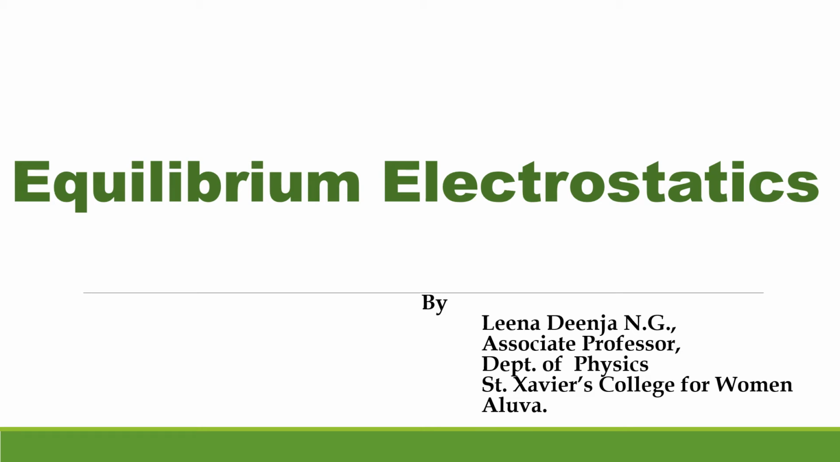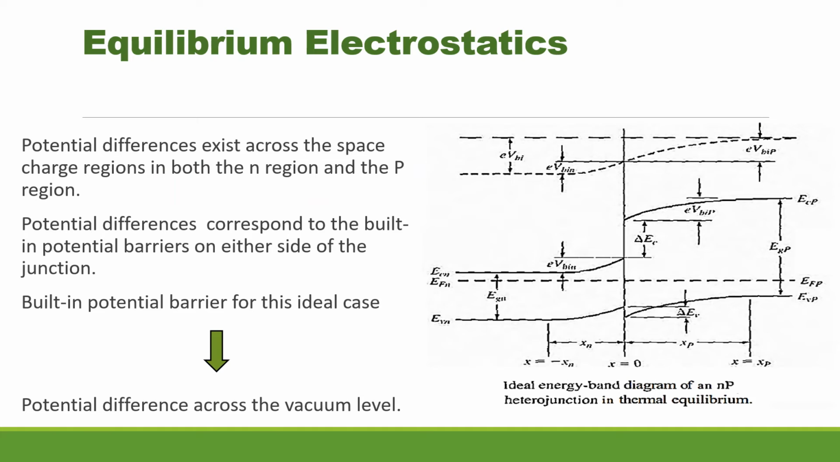Hi everyone. In this class, we are going to discuss the equilibrium electrostatics of heterojunctions. Let us consider the electrostatics of the NP heterojunction. As in the case of a homojunction, potential differences exist across the space charge region in both the N region and the P region. These potential differences correspond to the built-in potential barrier on either side of the junction.